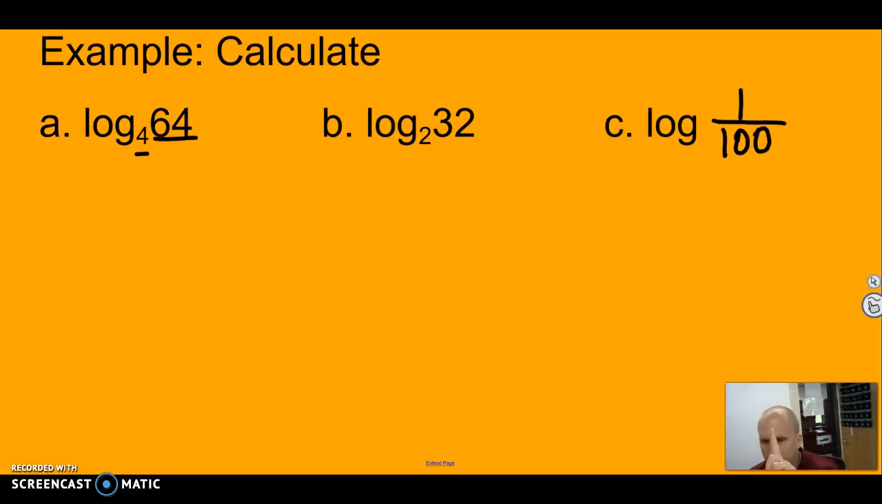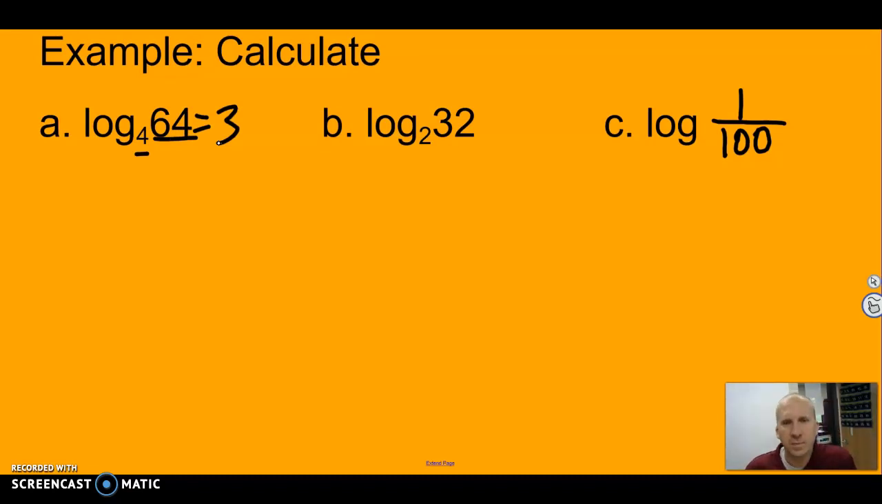So 4 to the first power is 4. 4 to the second power is 16, times another 4 is 64. So it takes 3 4s multiplied together to get to 64. So therefore, log base 4 of 64 is 3. That's all we're doing. We're simply saying how many 4s multiplied together make 64. We're asking to what power, because that's what multiplying repeatedly is, a power.